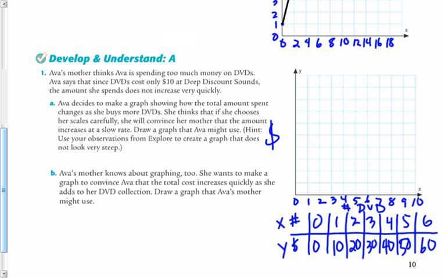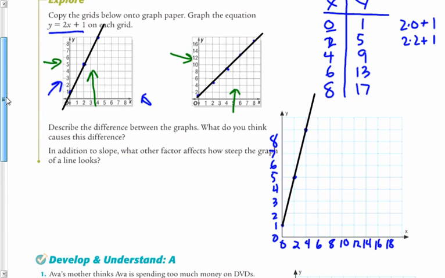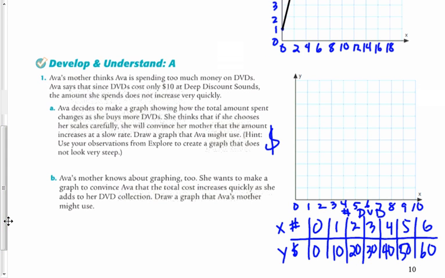Now, to get it to look flatter, remember from that first problem, the way we got the second one to look flatter is we used higher numbers on the y-axis. So if I went up by, say, 10s here, then at 10 DVDs, it would be $100. That would be right here. So I would get a line that's kind of diagonal through there. I'd like one that's even flatter than that. So what I'm going to do is jump up the amount that I go up by. I'm going to go up by 25. So here's $50 spent. Here's $100 spent. Here's $150 spent. $200 spent.